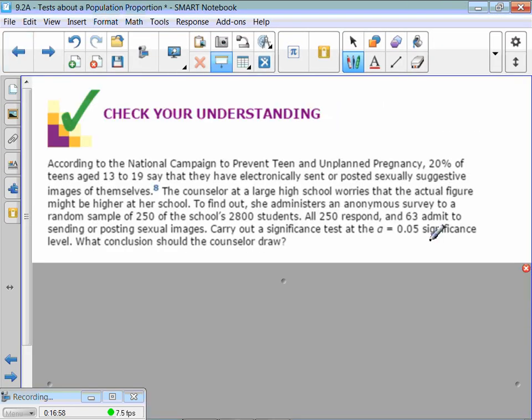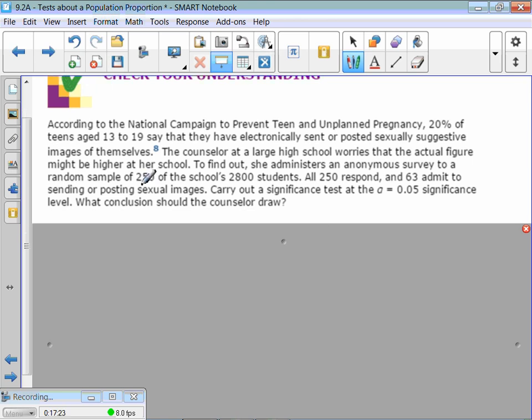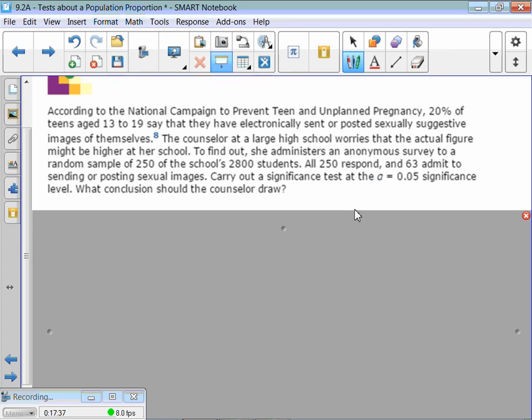We will do this last one on the calculator and see if you guys can get it. So according to the National Campaign to Prevent Teen and Unplanned Pregnancy, 20% of teens aged 13 to 19 say they have electronically sent or posted sexually suggestive images of themselves. The counselor at a large high school worries that the actual figure might be higher than that. So to find out, she administers an anonymous survey to a random sample of 250 of the school's 2,800 students. All 250 respond, and 63 admit to sending or posting sexual images. Carry out a significance test at the 5% significance level. What conclusion should the counselor draw?